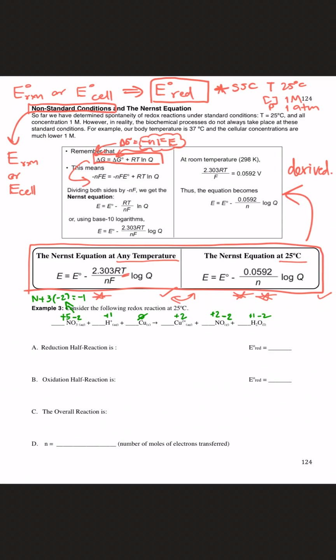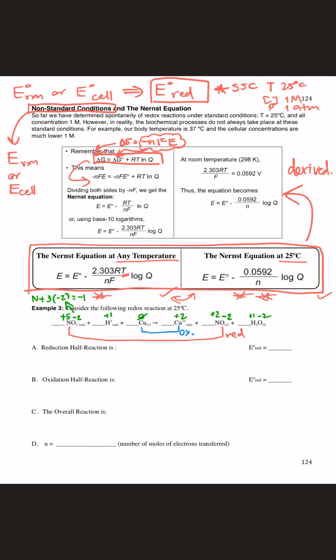But the things that change would be, one, the copper, right? Copper going from 0 to 2+ indicates copper lost electrons. Therefore, this would be the oxidation half reaction. The next element that undergoes a change of oxidation number is nitrogen. Nitrogen is going from +5 to +2, which indicates nitrogen is receiving electrons. Therefore, this half reaction would be the reduction half reaction. When you know this, all you need to do is write out the conjugate pair between those half reactions.